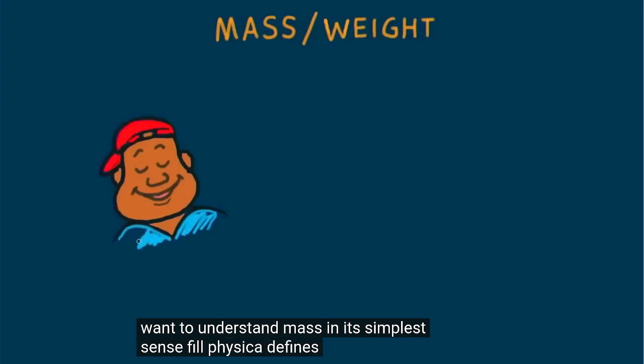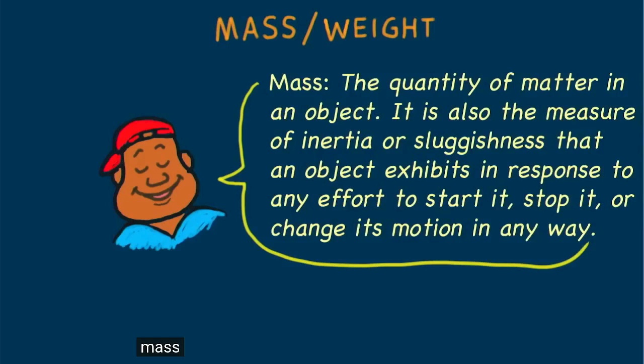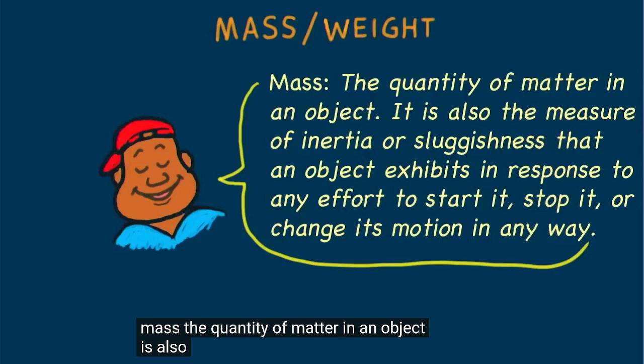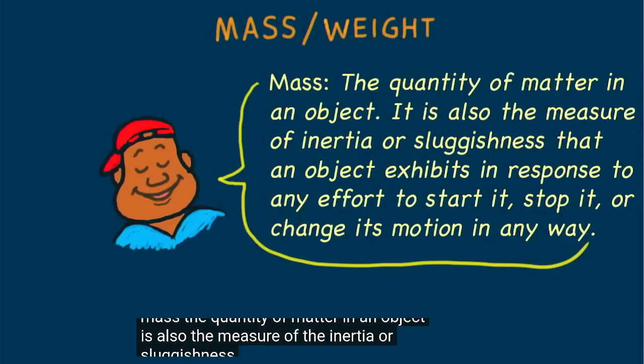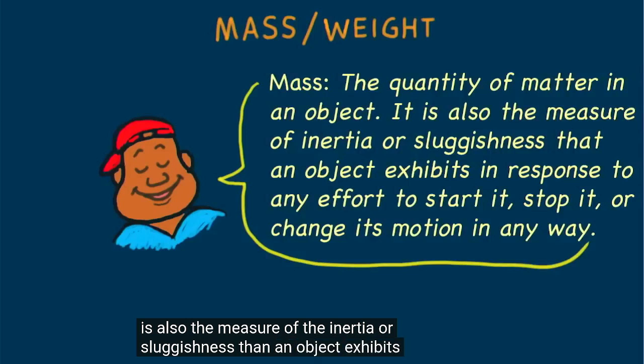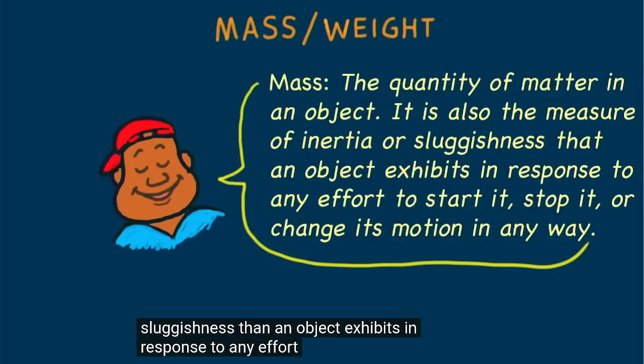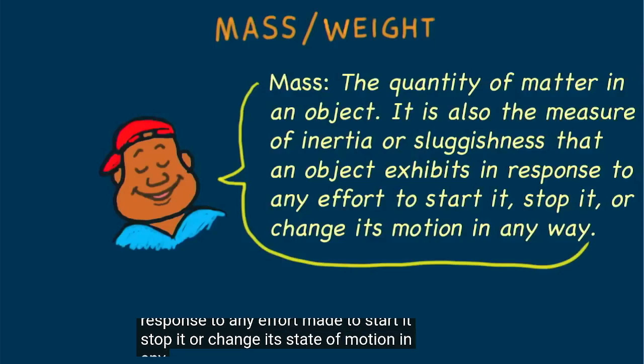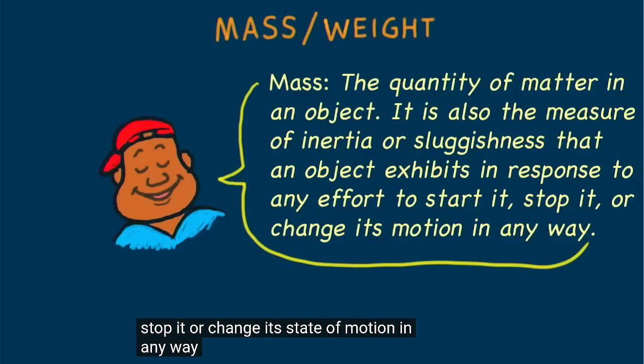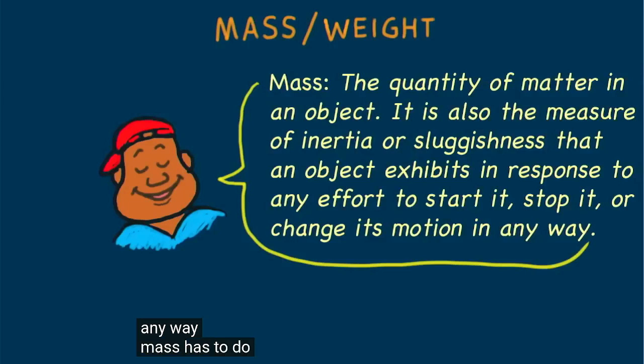Phil Physiker defines mass. Mass, the quantity of matter in an object. It is also the measure of the inertia, or sluggishness, that an object exhibits in response to any effort made to start it, stop it, or change its state of motion in any way. Mass has to do with the laziness of matter, the inherent resistance to changes in motion.